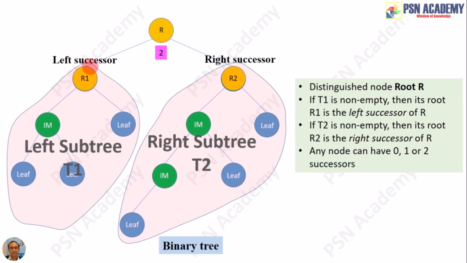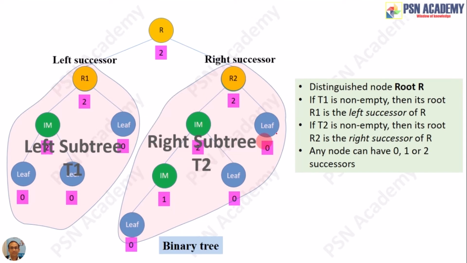This node R1 also has 2 children. R2 has 2 children. This intermediary node also has 2 children. And this leaf has 0 children. This intermediary node has 2 children. Leaf, 0 children. This leaf, 0 children. This leaf also has 0 children. And this intermediary node has only 1 child, right? Then this leaf has 0 children. And this leaf also has 0 children.